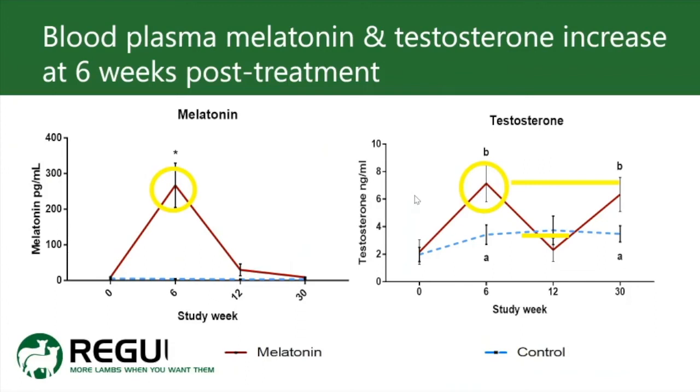The impact on testosterone: melatonin has a direct impact on testosterone in rams. Testosterone drives libido. So if you have a look at the study weeks in melatonin, you see that big peak at week six that corresponded with a peak in week six of testosterone. And then it peaked again at week 30, which is well into the breeding season. Now, you'll notice that testosterone dropped at week 12, back to relatively normal for that week, and then went back up again.